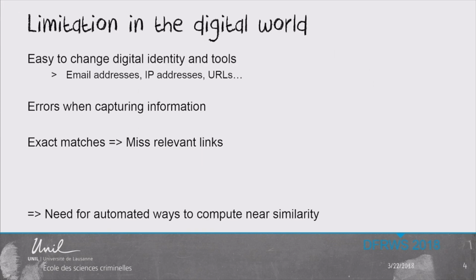Some limitation regarding this process is the fact that when capturing the information, there can be errors. And also a huge limitation of the digital world is that it's easy for people and criminals to change their identities and the tools they use. So if we stick to exact matches between those information, we may miss important and relevant links. That's why we thought that it was necessary to have automated ways to compute near similarities.